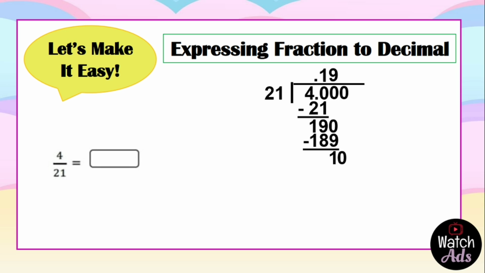Now we have 10. 10 divided by 21 is 0 because we cannot divide 10 by 21. So we write it down. We have 0. We still have 10. We affix another 0. That gives us 100. Now clearly 21 is more than 20 because 20 multiplied by 5 is 100.